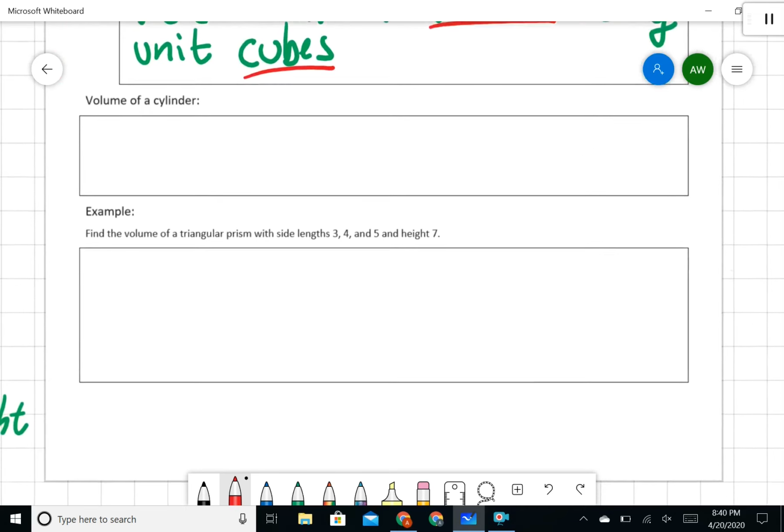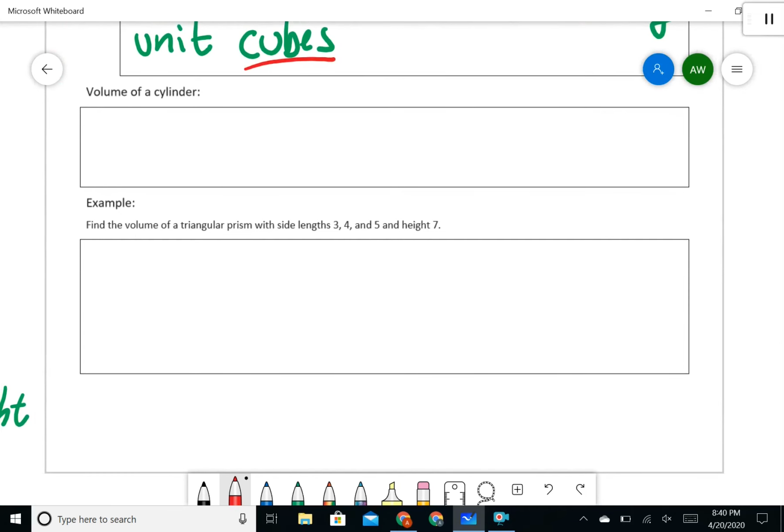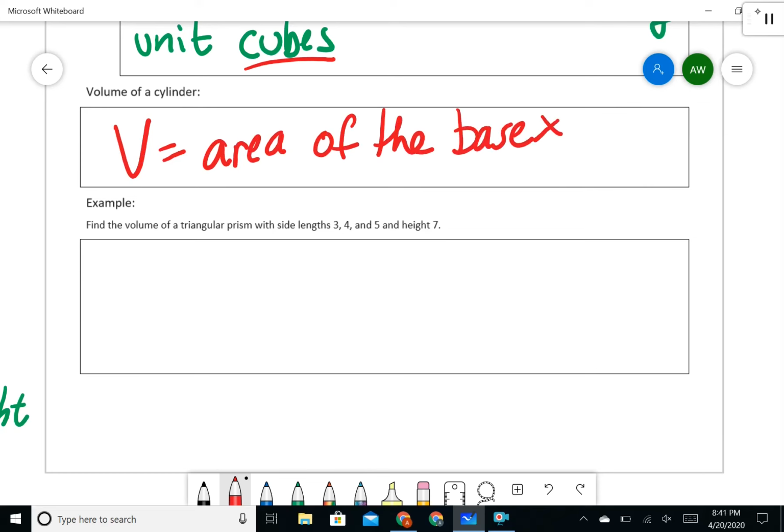We're going to come down here and we're going to generalize the volume of a cylinder. We've already talked about this in a previous lesson, so I'm not going to spend a really long time thinking about it. But the volume of a cylinder is the area of the base times the height. Right? And this is just a general formula. So let's do an example.